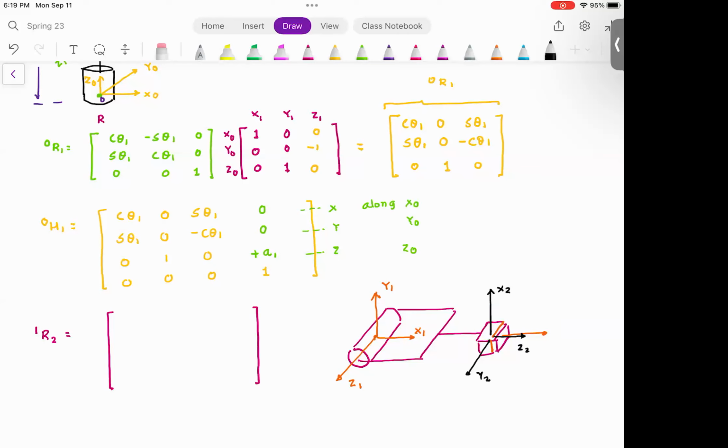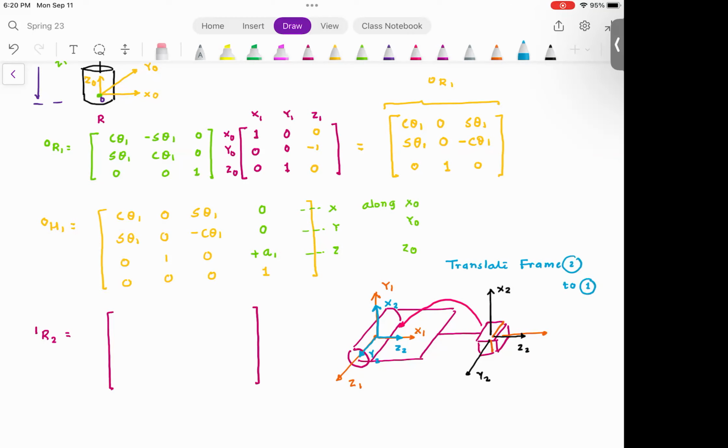So what's going to happen now is I am going to translate this frame over here, which means my translated frame is going to be x2, z2, and y2. So what happened? Translate frame 2 to 1.